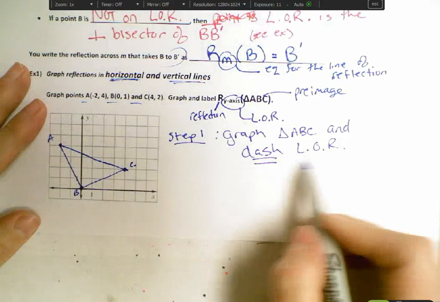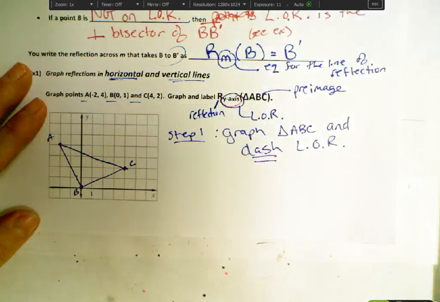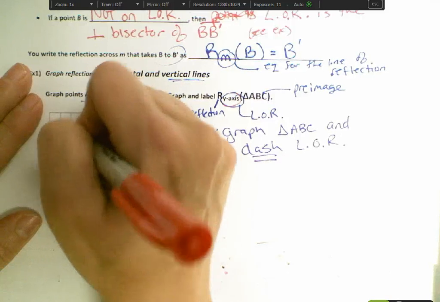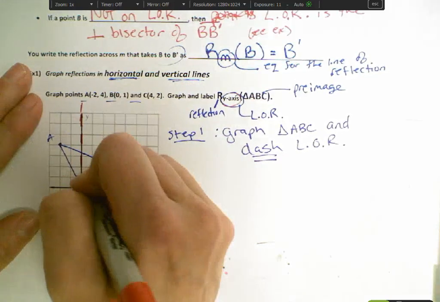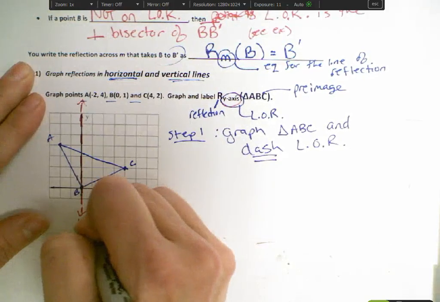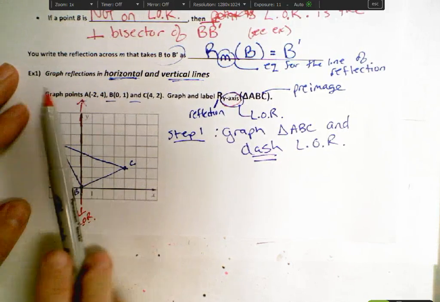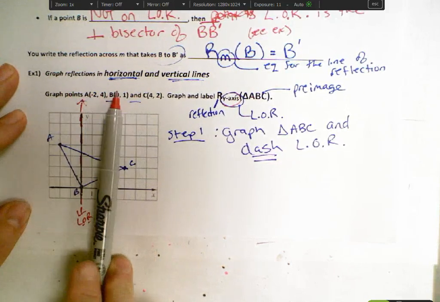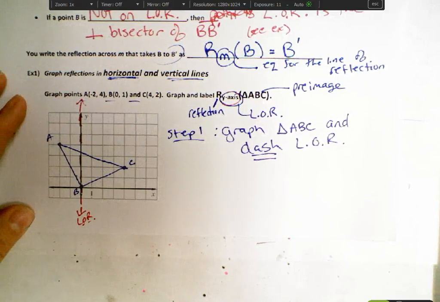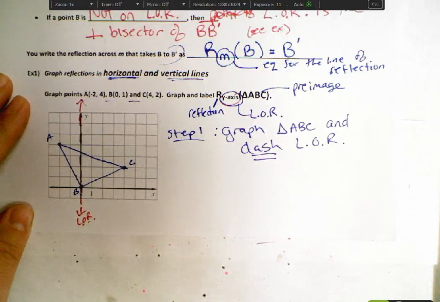Then it says to dash in my line of reflection. My line of reflection is the y-axis. So I need to go to the y-axis, put a fat dashed line up above too, and label it line of reflection. That's the line that I am flipping this triangle over. It's holding its position and just rotating around that line. So in a three-dimensional figure, that would start to spin all the way around.